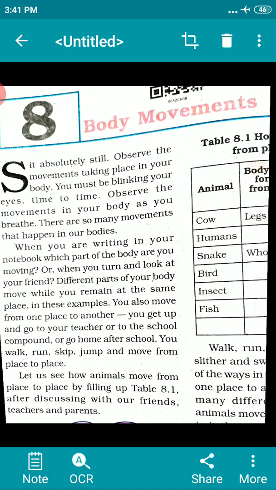When you are writing in your notebook, which part of the body are you moving? The different parts of our body move while you remain at the same place in these examples. You also move from one place to another. You get up and go to your teacher or to the school compound or go home after school. Let us see how animals move from place to place.